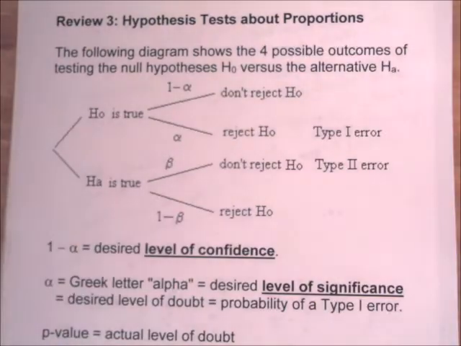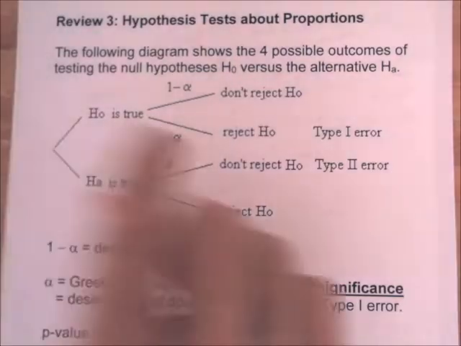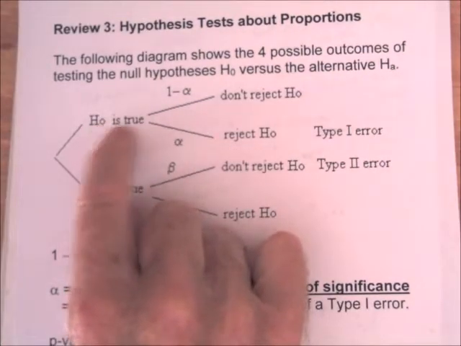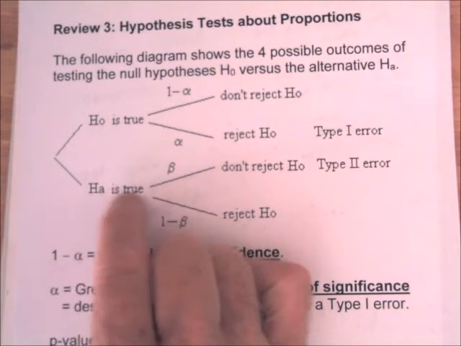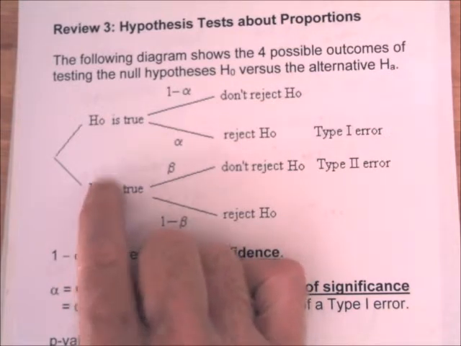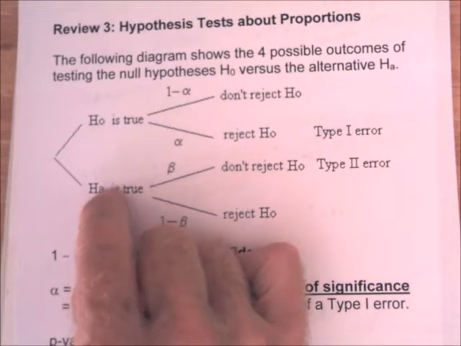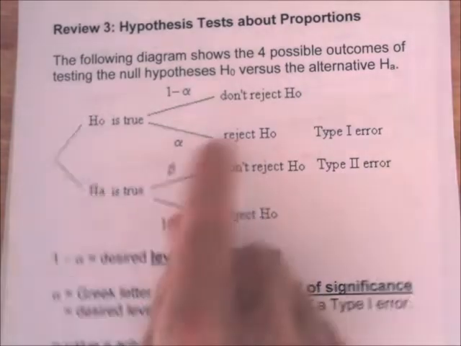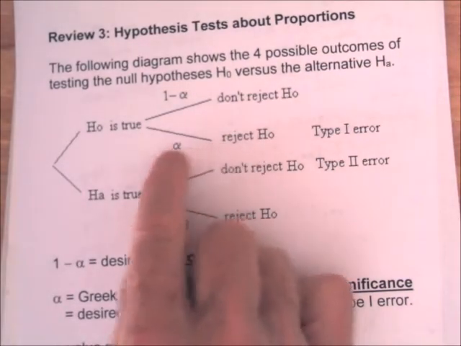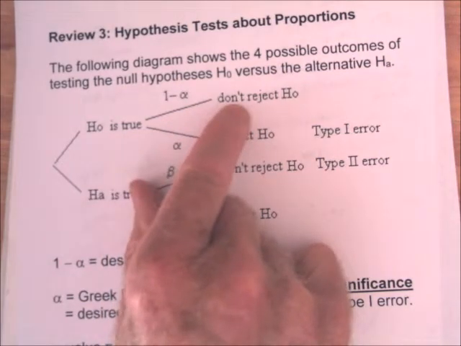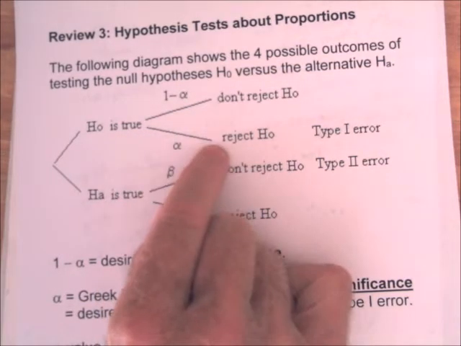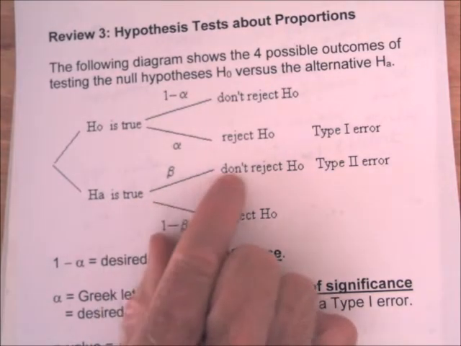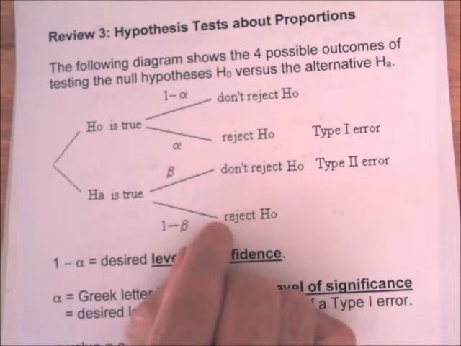And so when we're setting up hypotheses, either H0 is going to be true, or HA will be true. Sometimes it's called H1. Some books use H1, or some books use HA, but the alternative could be expressed either way. And also either we don't reject H0 or we reject H0. So altogether there's 4 possibilities. H0 could be true and we don't reject H0. H0 could be true and we reject H0. HA could be true and we don't reject H0. HA could be true and we reject H0.